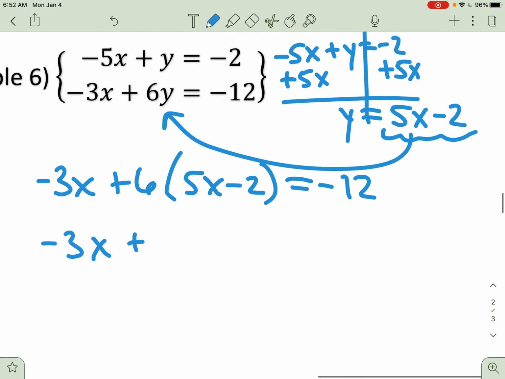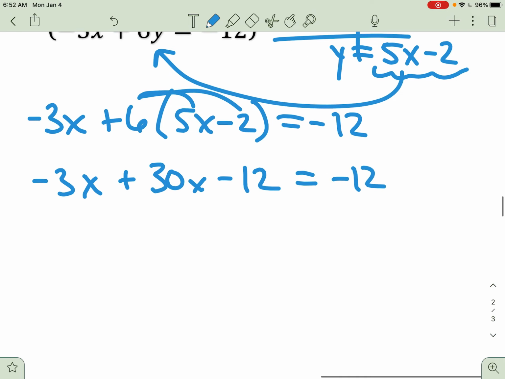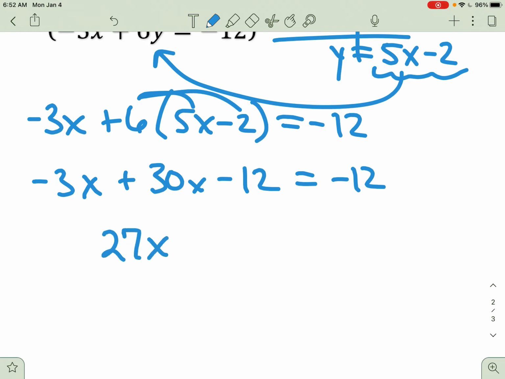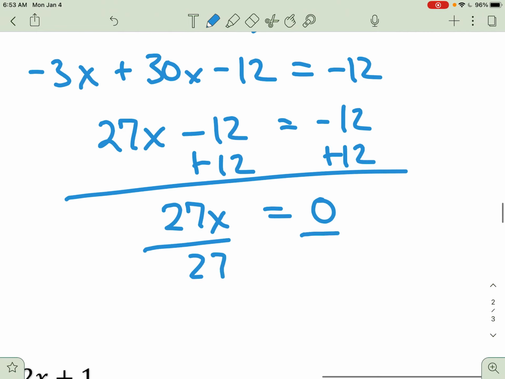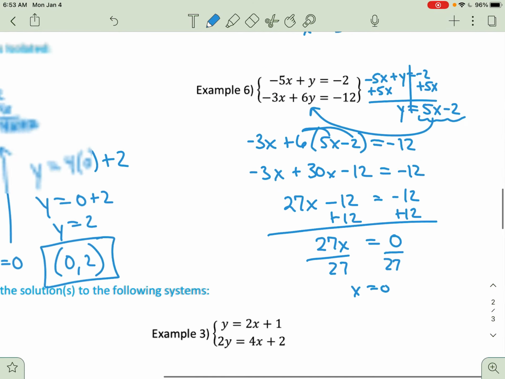Okay, negative 3x plus 30x, when you distribute, minus 12 equals negative 12. Okay, negative 3 and positive 30 gives me 27. Add 12 to both sides. A negative and a positive cancel each other out. This gives me a 0. Divide by 27. x is still 0. 0 divided by 27 is still 0.